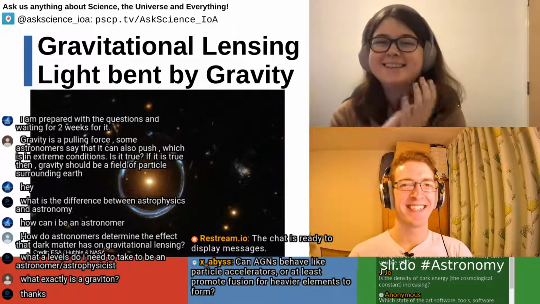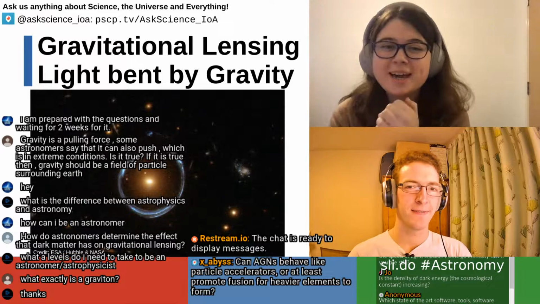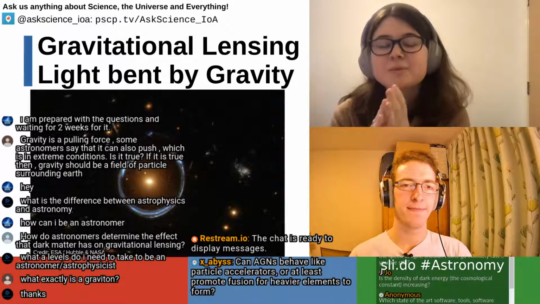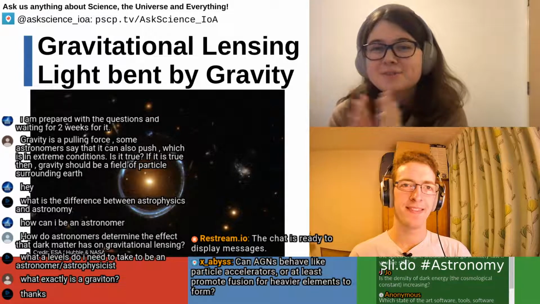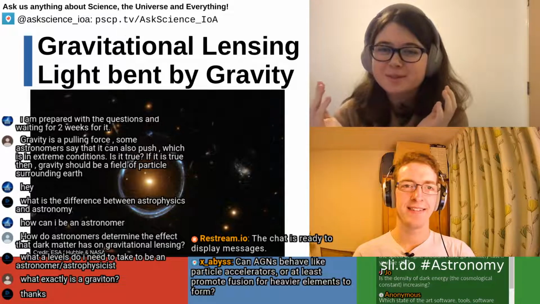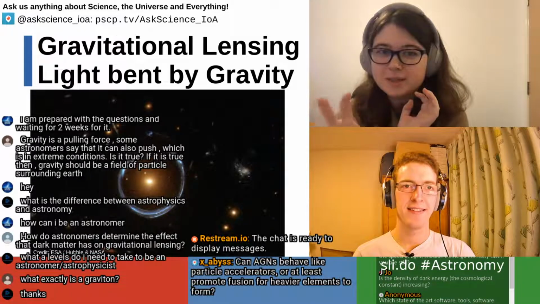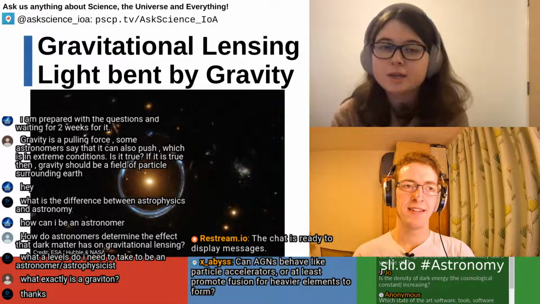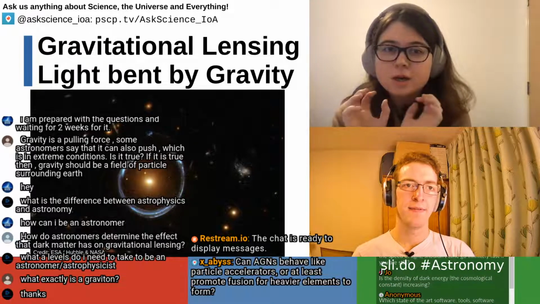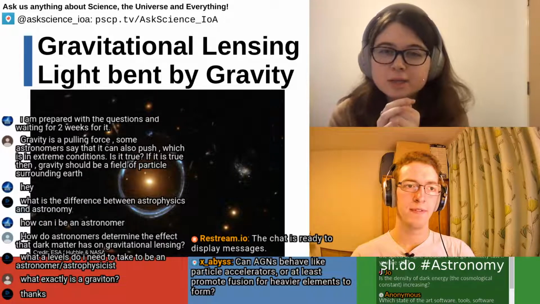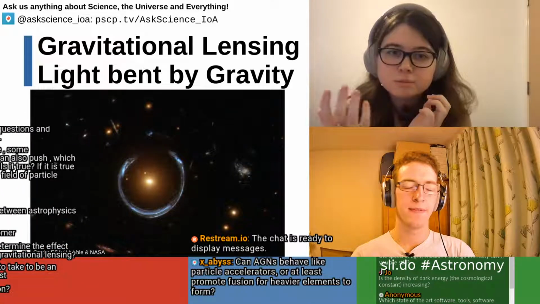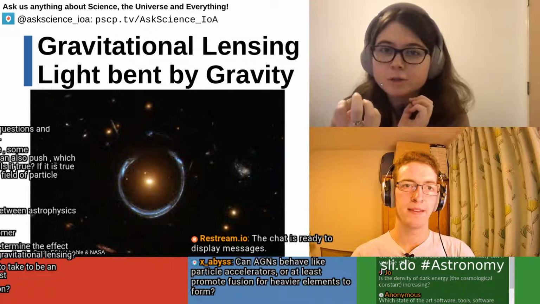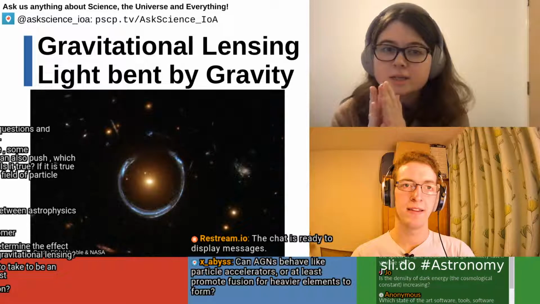Okay, so the idea is, the amount of deflection of the light also depends on how massive the object is. When I say object, I mean the lens. So if we're looking at the image on the screen, this is the orangey yellowy looking object. That is the lensing object that's much closer to us. That's a massive galaxy.